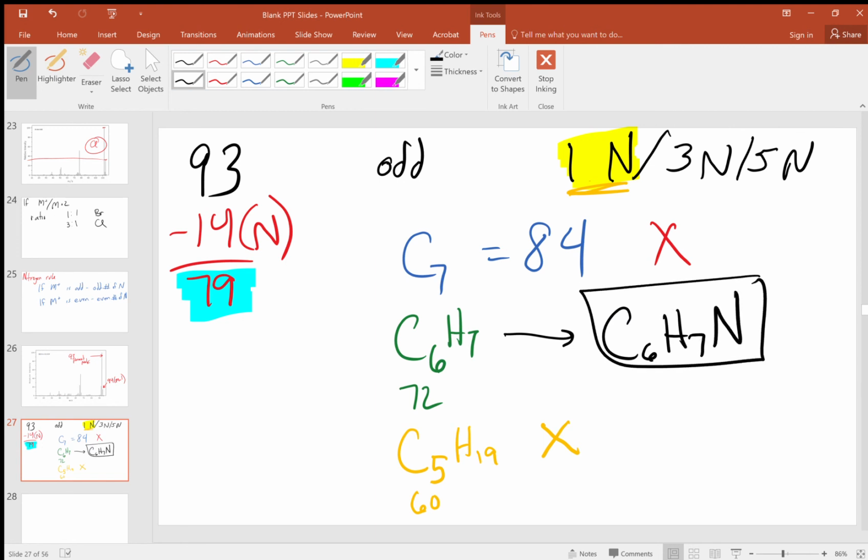Now, if we also had an infrared spectrum or an NMR of this compound, we would know more about the functional groups that were present, and we could be a little bit more certain or make modifications to this chemical formula. But if we're just working from the mass spec, this is as far as we're able to go.